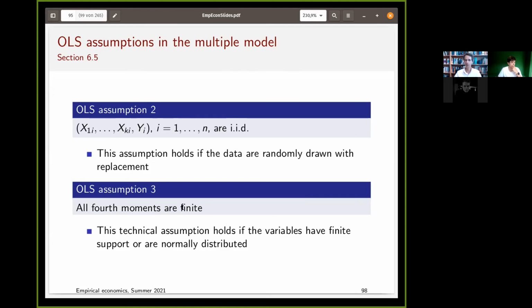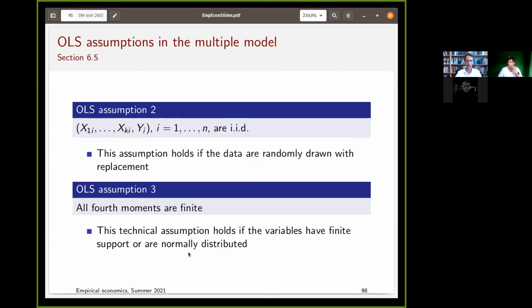All right, assumption number 3. All the fourth moments are finite. That's also just a technical assumption, which always holds if the variables have finite support. For instance, the share of students which are English learners can only be between 0% and 100%. So it's a finite support, and variables with a finite support always have finite fourth moments. Also, if we can assume that the distribution is normal or Gaussian, then also the fourth moments are finite.